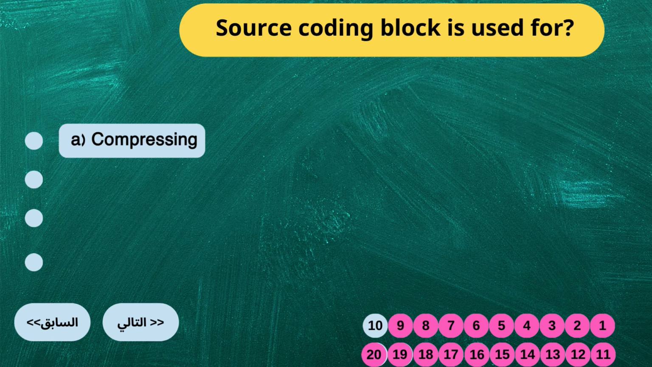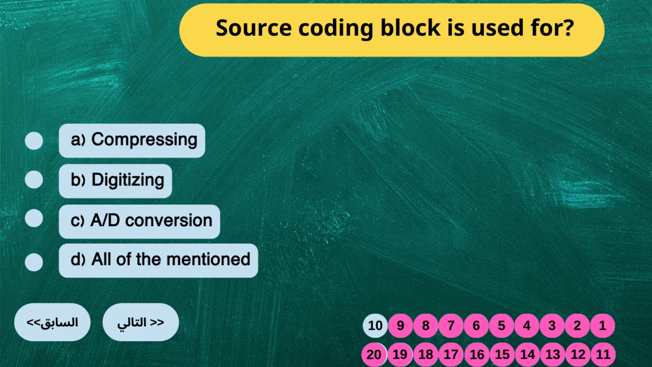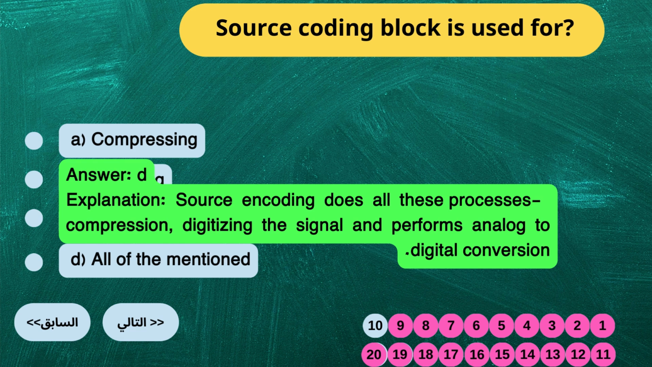Source coding block is used for A. Compressing. B. Digitizing. C. AD conversion. D. All of the mentioned answer. D. Explanation. Source encoding does all these processes, compression, digitizing the signal and performs analog to digital conversion.